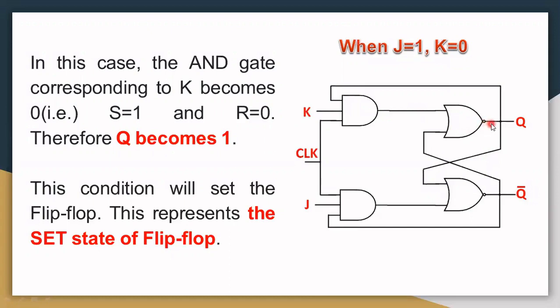Final output is 1 because we are using NOR gate. Therefore Q is equal to 1. So whatever may be the previous state, we will get Q is equal to 1 and Q dash is equal to 0. So remember, I am concluding this state as when J is equal to 1 and K is equal to 0, whatever may be the previous state, we get Q is equal to 1 and Q dash is equal to 0. That means set state.